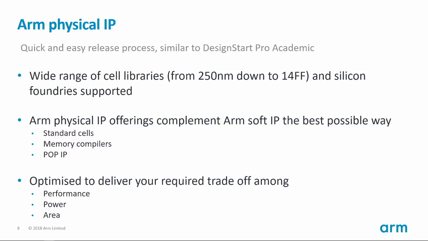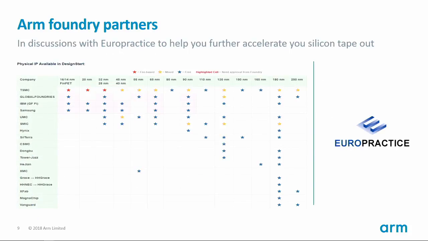We also have lots of physical IP to provide you, a very wide range of process nodes from 250 nanometers all the way down to 14 FinFET. So we have standard cells, memory compilers, even specific optimized libraries for performance, area, or power, and even some hard macros for particular processors that we are providing. We also have a very wide range of foundries that we can support with our libraries and process nodes, and you can see them over here.